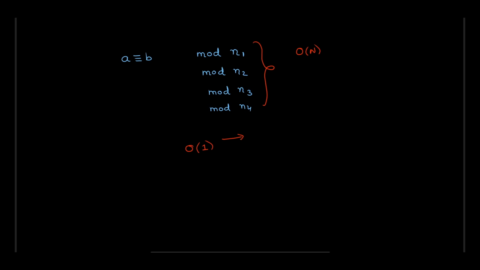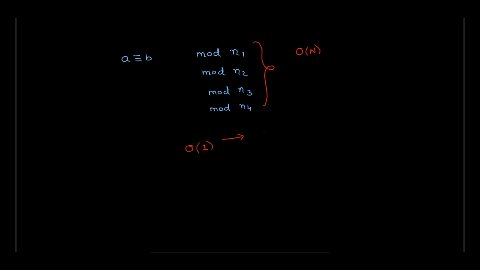if A is congruent to B in the world of N1, and it is also congruent to B in the world of N2, and it is also congruent to B in the world of N3, and also in the world of N4, then instead of carrying these four pieces of information around, which is basically O of n conditions that you have to maintain, you can simply maintain an O of one condition by saying one statement that encodes every piece of information possible.